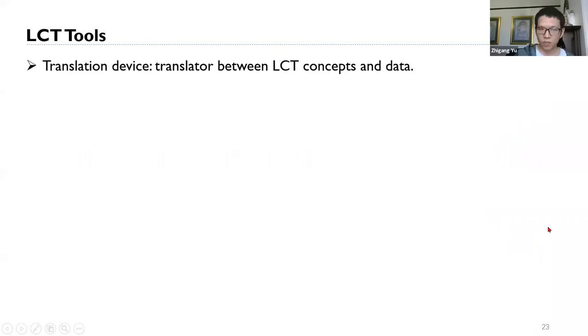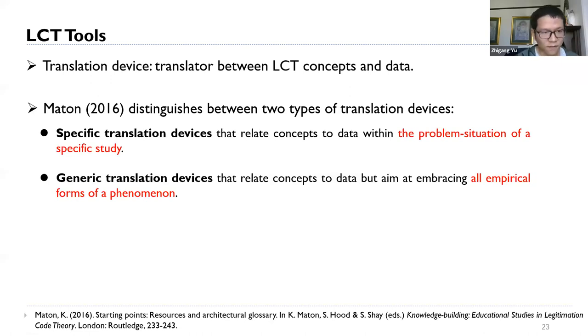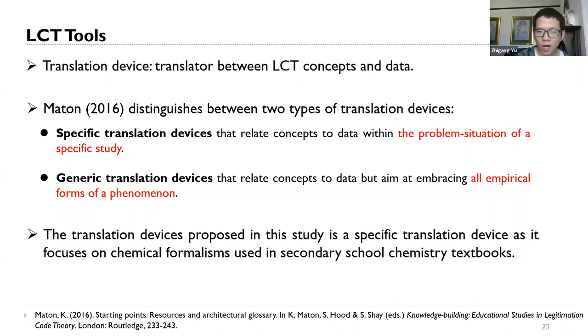And another concept that I'm going to use in my study is a translation device. A translation device can be seen as a translator between the LCT concepts and data. Maton distinguished two types of translation device, specific translation device and generic translation device. The primary distinction between them is that a specific translation device focuses on a specific problem situation of a study, whereas a generic translation device embraces all empirical forms of phenomena. In my study, my translation device is a specific translation device because I'm focusing on chemical formalisms used in secondary school chemistry textbooks.